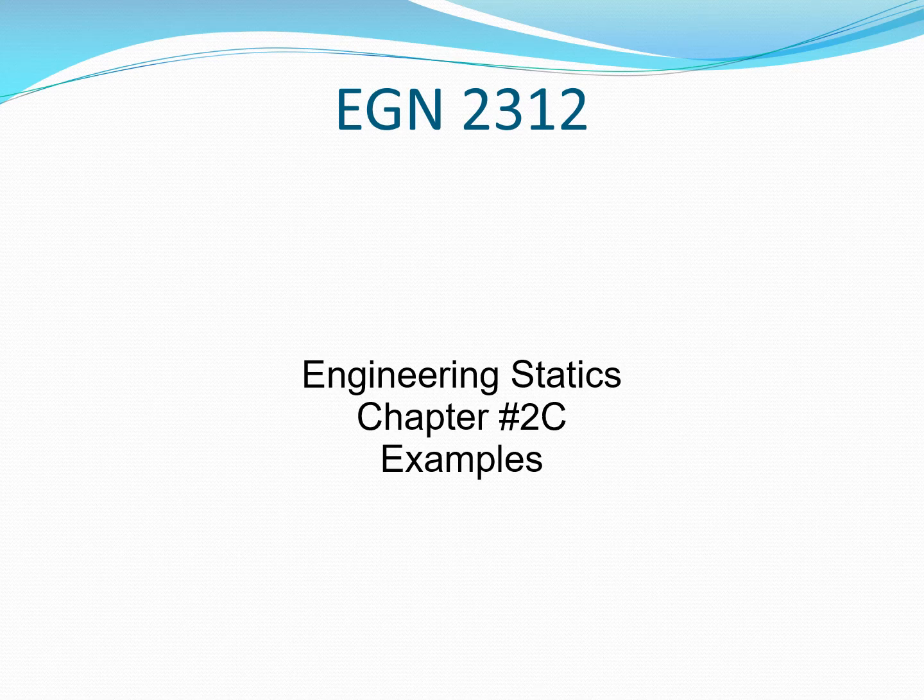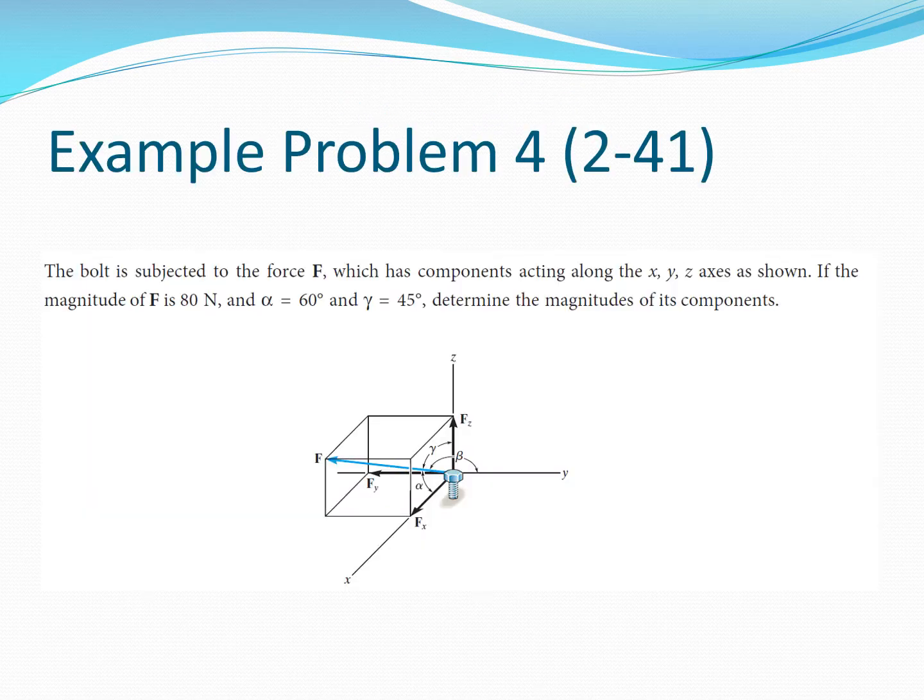Right, so here's another example from chapter 2. This example is one of the problems from the textbook. We've got a bolt that's subjected to a force. The force there is shown as F, and they want to find the components of that force acting along the X, Y, and Z axis. So you're essentially taking a force and dividing it up into its components.